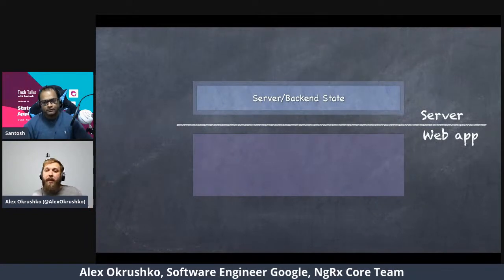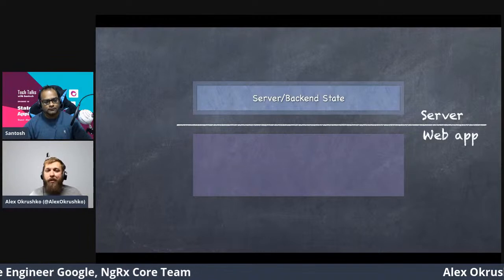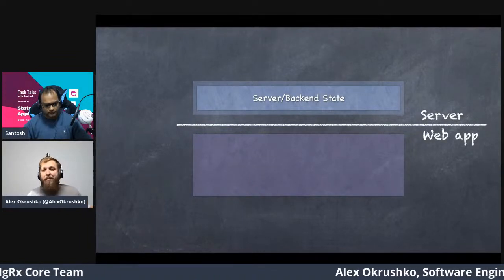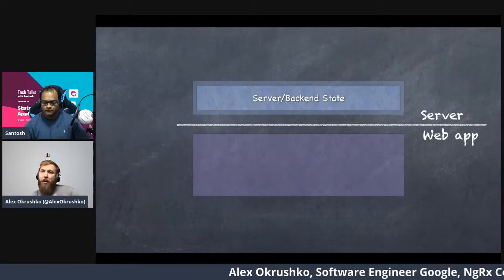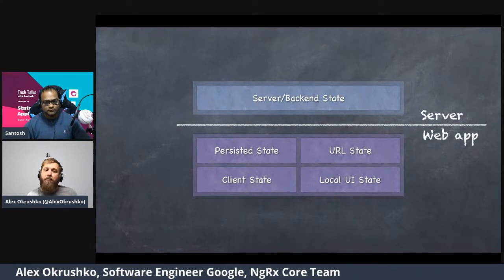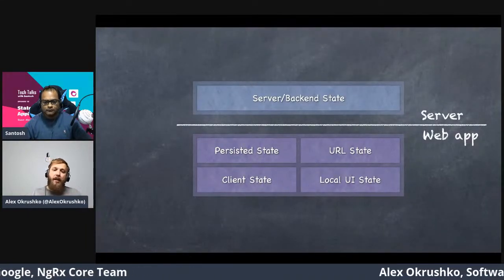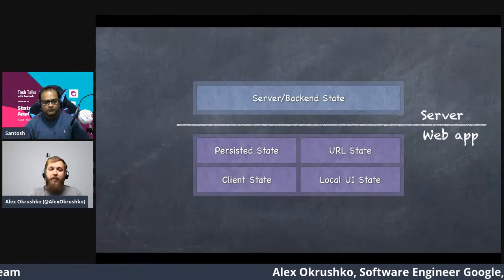This is our thing. And how awesome would it be, right, if on the web app we could just get all that state at the same time? But we can't do that, right? So we always have some chunks of it, and the chunks that we get from it, those are persistent state. Then there's URL state, client state, and local state, which we'll get into in a second.